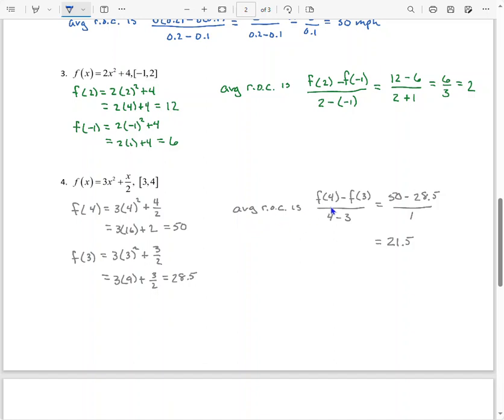Average rate of change is f of 4 minus f of 3 over 4 minus 3. That's 50 minus 28.5 over 1, which is 21.5. Notice no units here because we do not know what these functions are representing.